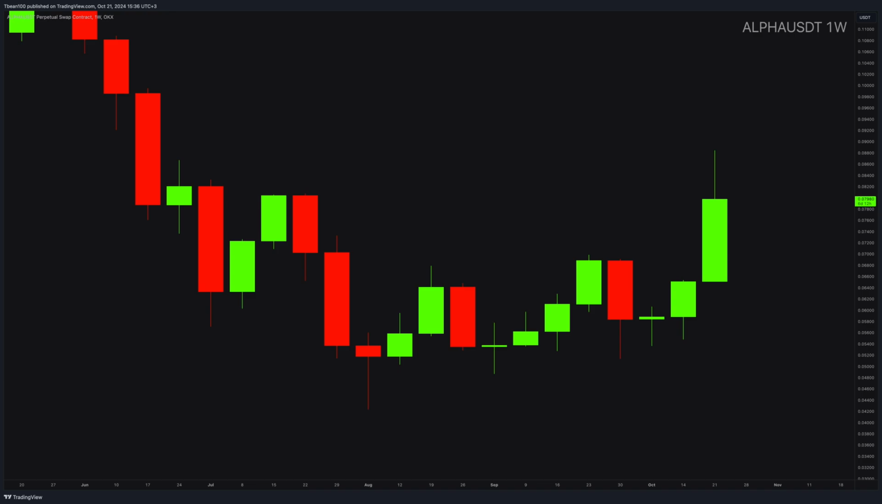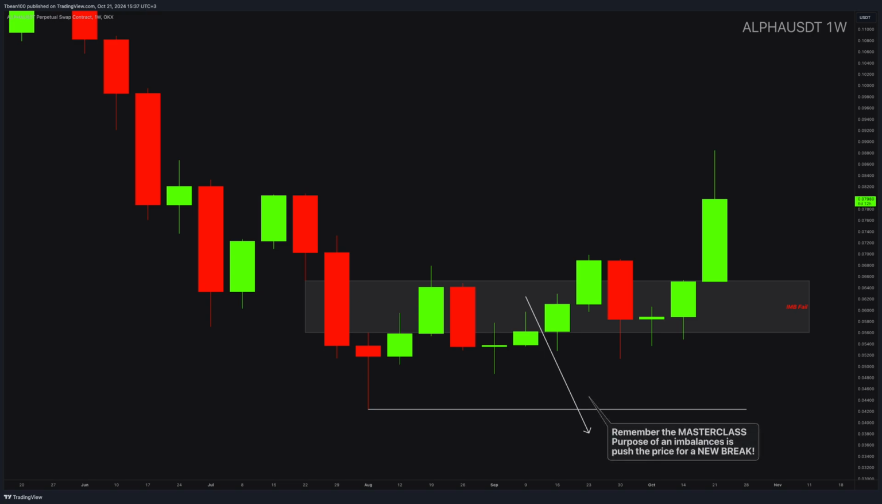It is time to do a full top-down analysis from the weekly until the minute-based timeframes. In the weekly chart, there are things that we have to talk about first. I want you to focus on this failed imbalance here. If you remember the masterclass lessons, the purpose of an imbalance is actually pushing the price into trend direction until it makes a new break.